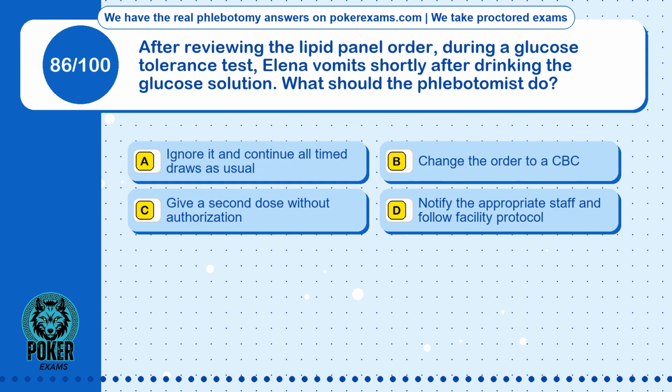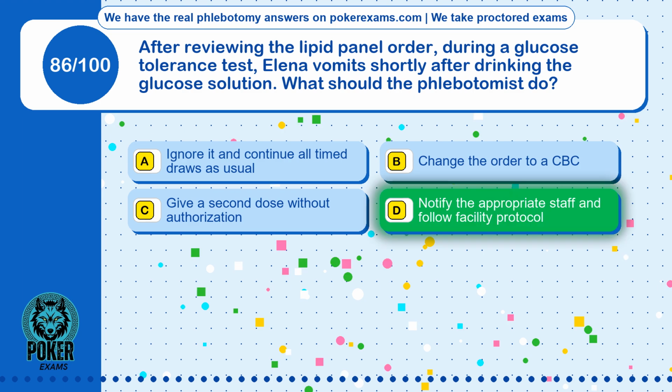Question 86. After reviewing the lipid panel order, during a glucose tolerance test, Elena vomits shortly after drinking the glucose solution. What should the phlebotomist do? Option A. Ignore it and continue all time draws as usual. Option B. Change the order to a CBC. Option C. Give a second dose without authorization. Option D. Notify the appropriate staff and follow facility protocol.